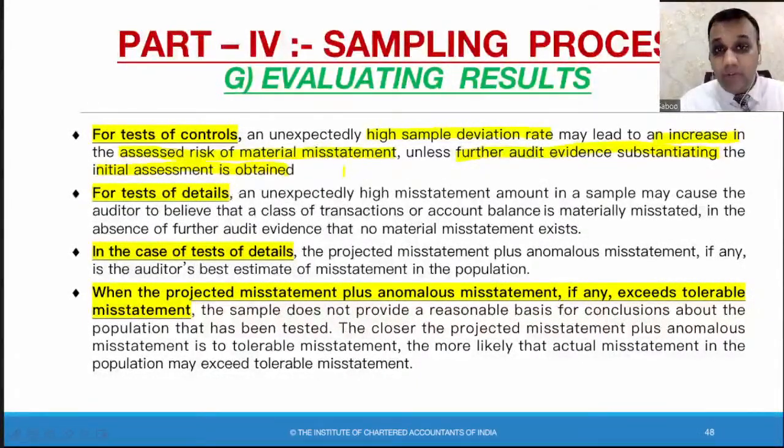In case of test of details, an unexpected high misstatement amount in a sample may cause the auditor to believe that a class of transactions or account balances, like in my example, the class of transactions was those transactions where GST is involved, and account balance would be the GST ledger as well as all the ledgers which are interrelated with GST, is materially misstated.